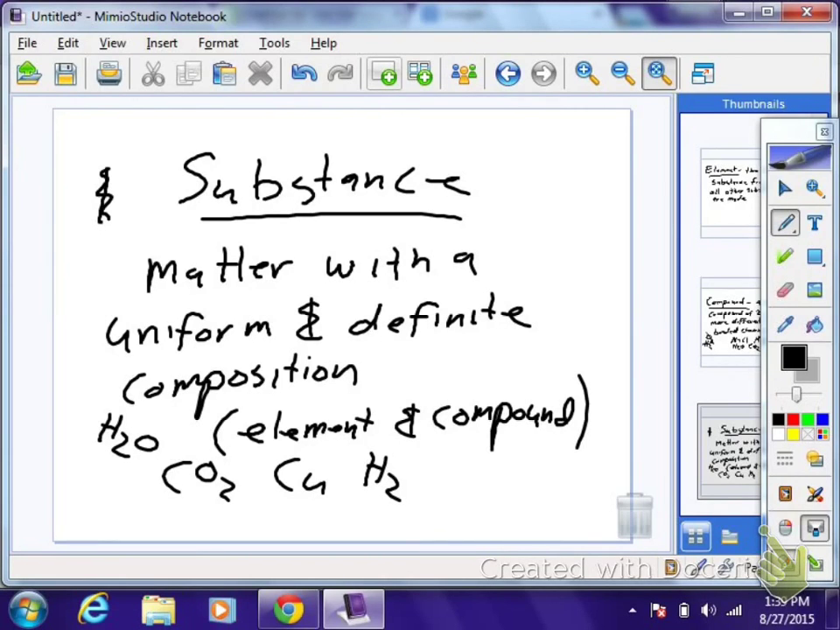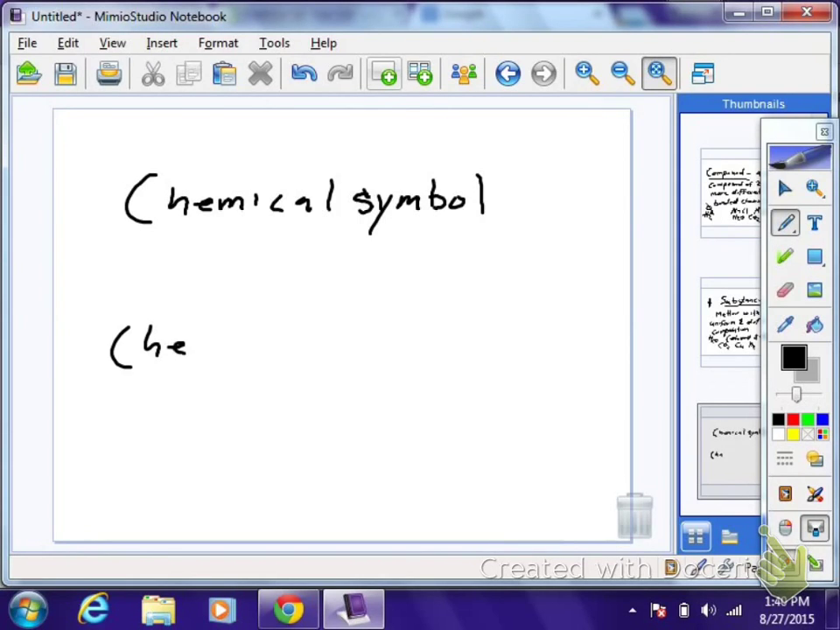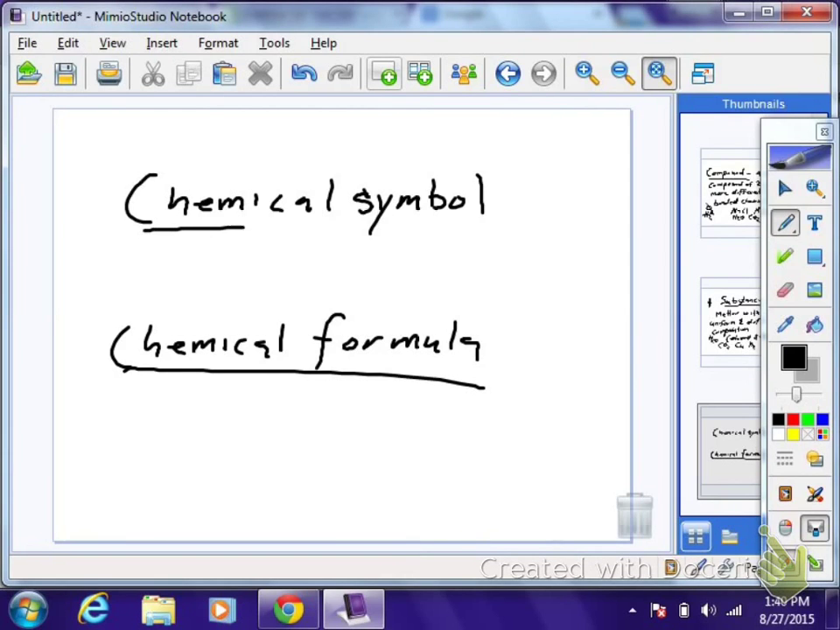Alright? And then we've got two more terms there, to finish up. We have chemical symbol. Okay? And we have chemical formula. So, chemical formula. We've already used the chemical symbol. Okay? It's shorthand for the element's name.